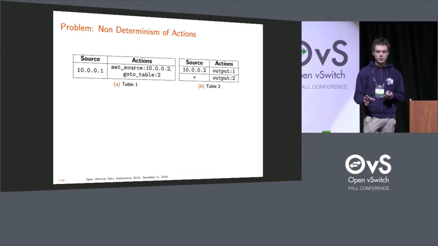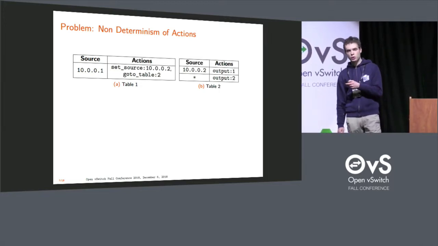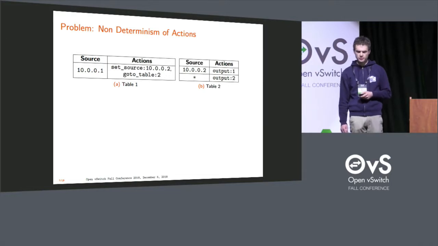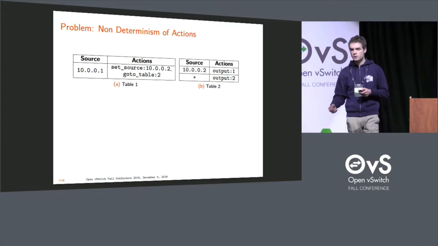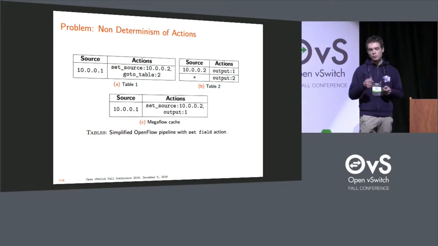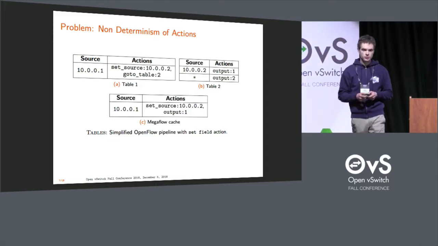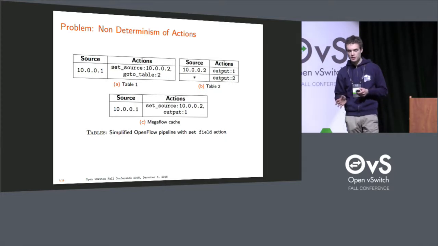In OpenVSwitch, if we consider two tables here, in the first table, I'm going to match on packets with the source IP address of 10.0.0.1. If it matches, I'm going to change that source IP address to 10.0.0.2, and then go into table 2 and match again on the source IP address. So if a packet comes in with source IP address of 10.0.0.1, I'm going to run through these two tables, and I'm going to install a rule in the cache saying that if I receive said packet, I'm going to change the source to 10.0.0.2, and then send it out port 1. So that's pretty simple in this example.